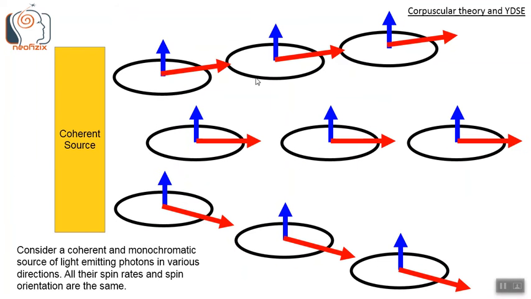So consider a coherent monochromatic source of light emitting photons in various directions. So it's going in some direction here, it's going straight, and it's going down like this. So it's sending out photons in various directions, but all their spin rates and the spin orientations are the same. So they are spinning at the same rate, that is monochromatic, and their spin direction shown by this blue arrow, they are all aligned and they are all parallel to each other, so they are coherent.